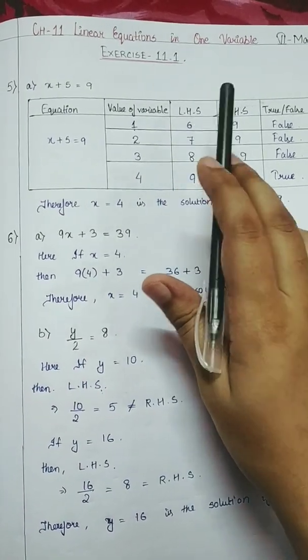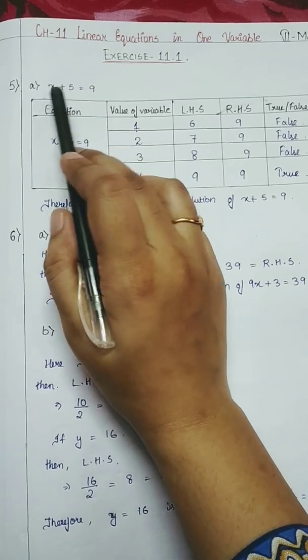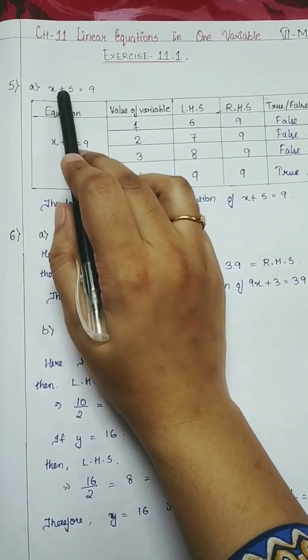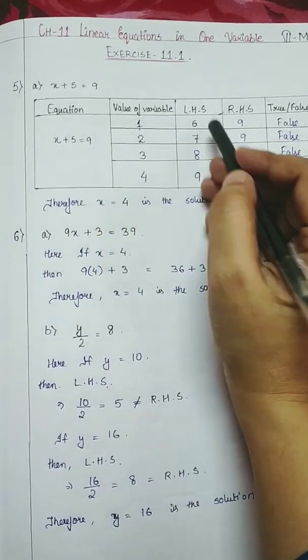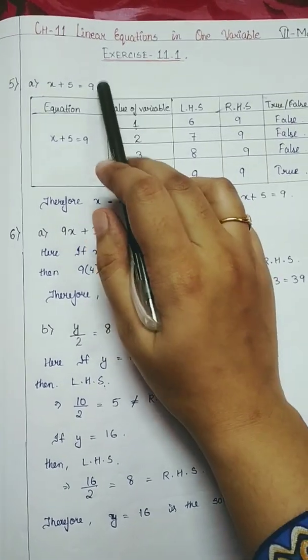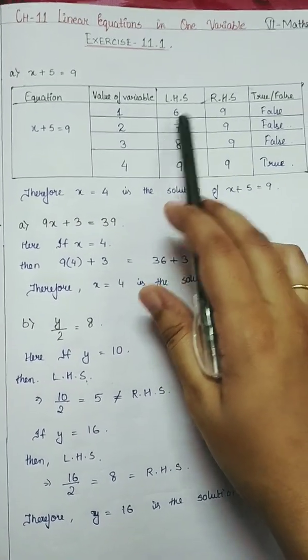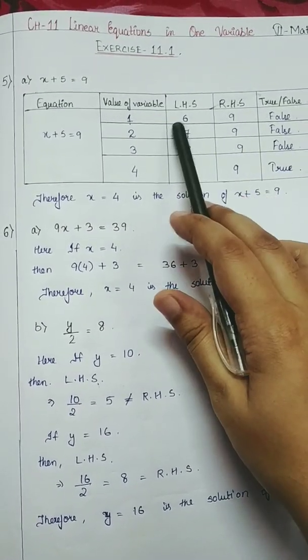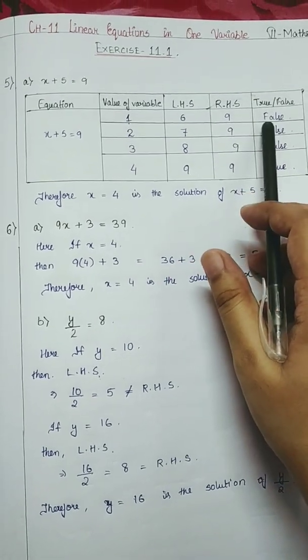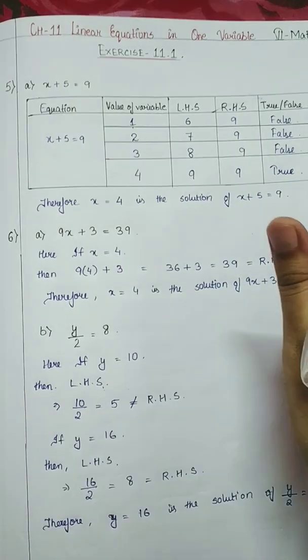Then LHS will be after putting the value. Like if I have put 1 over here, so 1 plus 5 is 6. Whatever answer I am getting, that I will write over here. So 1 plus 5 is 6, so I will write 6 over here. Then in the right hand side, whatever value is given, you have to write that only. Then true or false: if you get the same values for both, in the left hand side and right hand side, then you will write true. And if you are not getting the same value, you will write false. Okay, so this is how we will do it.